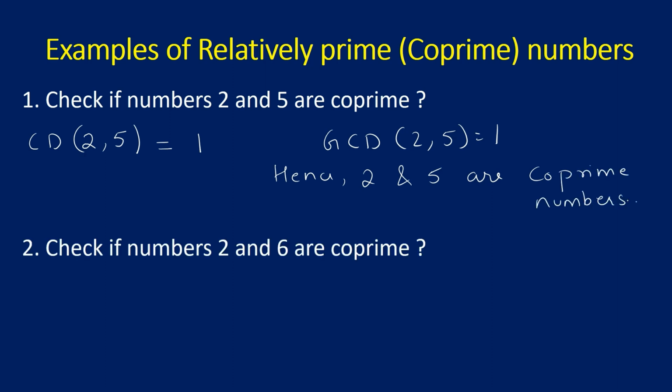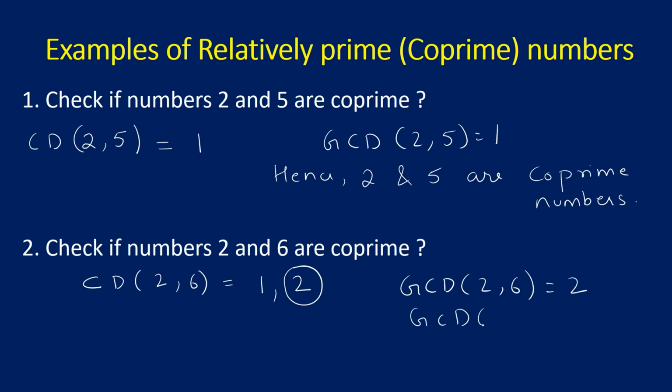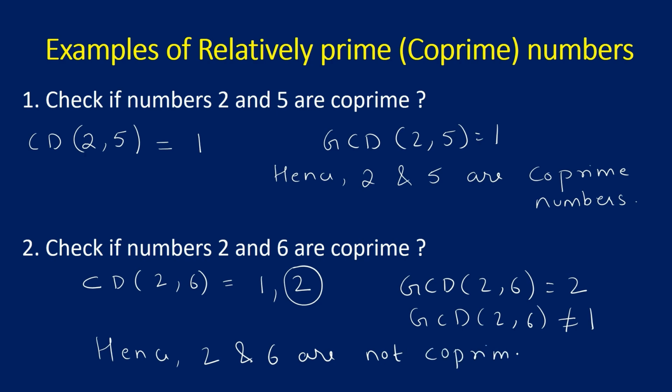Now let us check another example. What about the numbers 2 and 6? Are they co-prime? If you check the common divisors of 2 and 6, 2 and 6 can be divided by 1, and 2 and 6 can be divided by 2. So which is the greatest common divisor? It is 2. So the greatest common divisor of 2 and 6 is 2. Since the greatest common divisor of 2 and 6 is not equal to 1, we conclude that 2 and 6 are not relatively prime, or are not co-prime numbers.